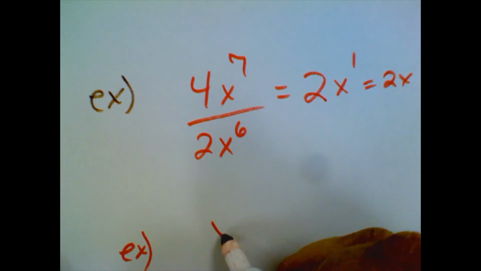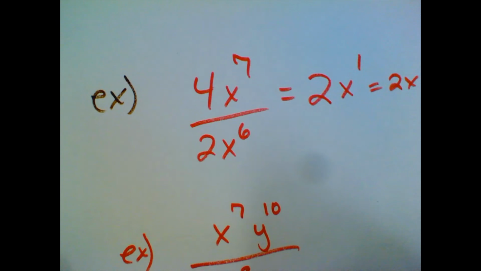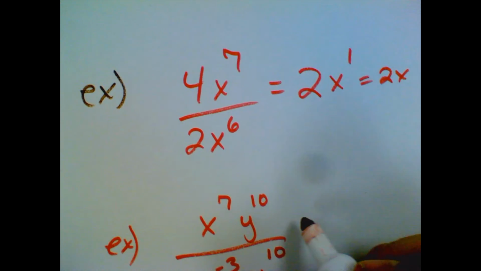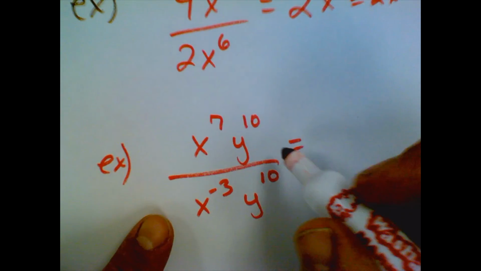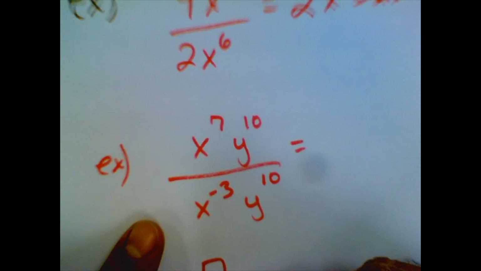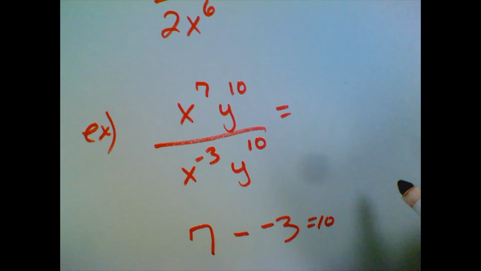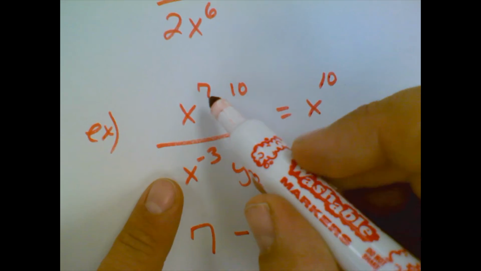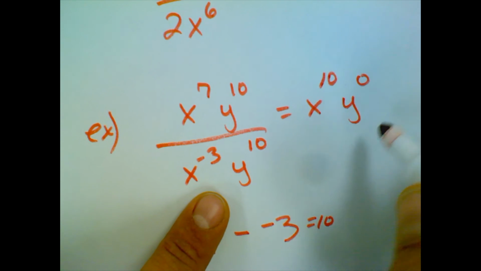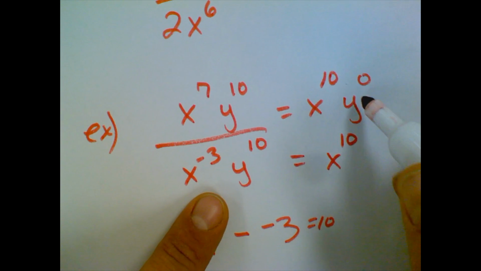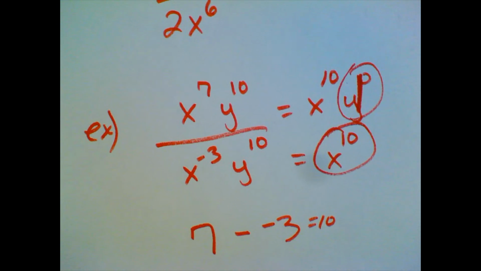If we have x to the 7th, y to the 10th, over x to the negative 3rd, y to the 10th, let's make that one interesting. Even though you have a negative exponent, you can still subtract. But be careful. What's 7 minus a negative 3? Oh, it changes to addition. So be careful for that trap. So this is x to the 10th power. 7 minus a negative 3 is 10. And then what's 10 minus 10? Well, 10 minus 10 is 0. But we know that any base to the 0 power is just 1. So we don't have to write it. So that answer would be x to the 10th.